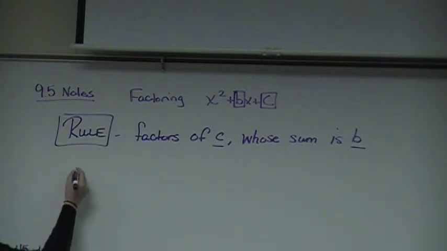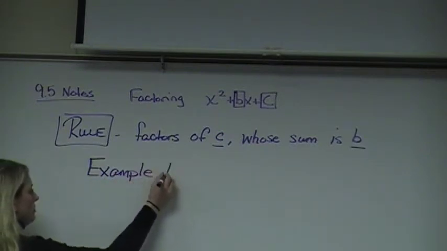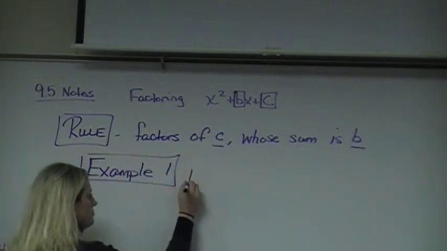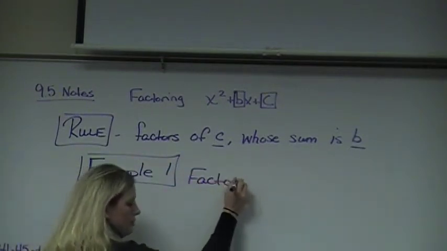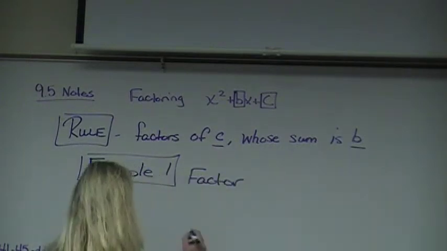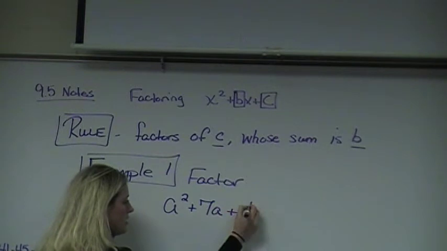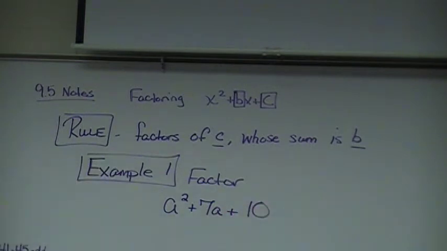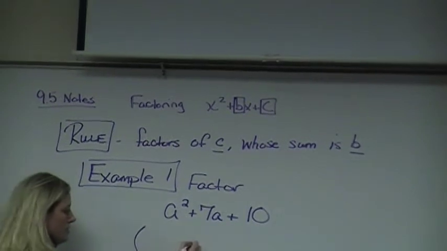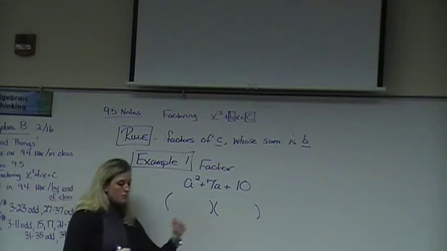We're going to write an example, and we're going to start with when c is positive. Example 1. Let's go ahead and start with a squared plus 7a plus 10. A squared plus 7a plus 10. So we're going to factor this trinomial into two binomials. I want everybody right now to put your parentheses, the space to put two, obviously a binomial times a binomial there.